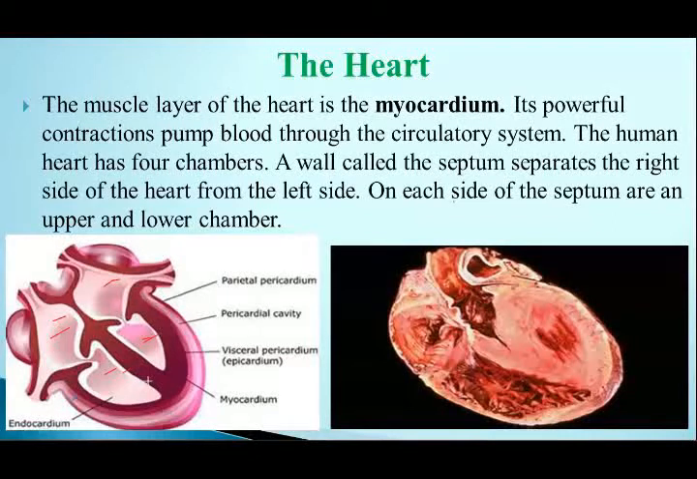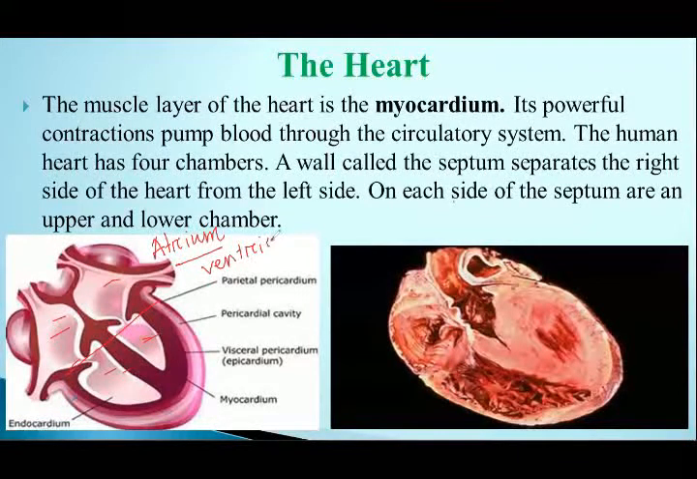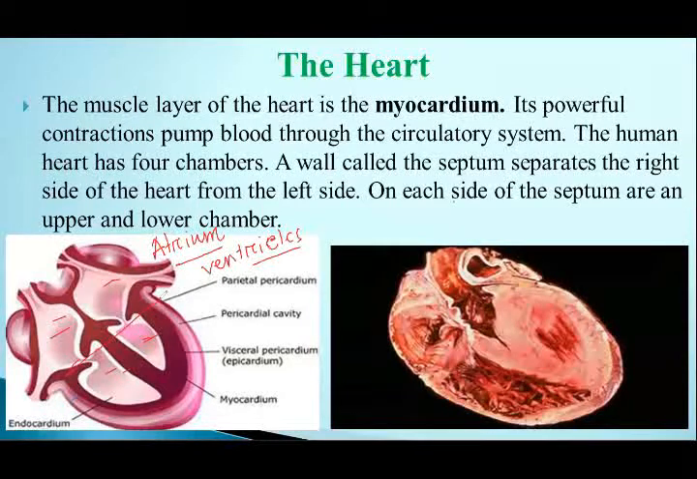Now the upper chambers, what is the name given to them? The name we give to them is atrium. The upper chambers are called atrium and the lower chambers are called ventricles. What do we call them? Ventricles. Clear?